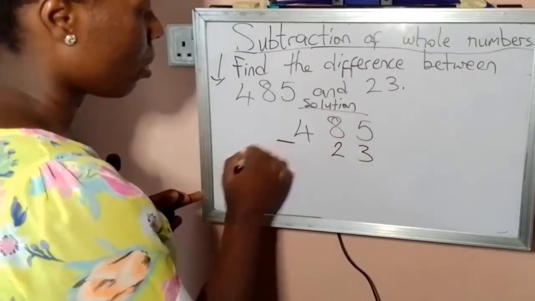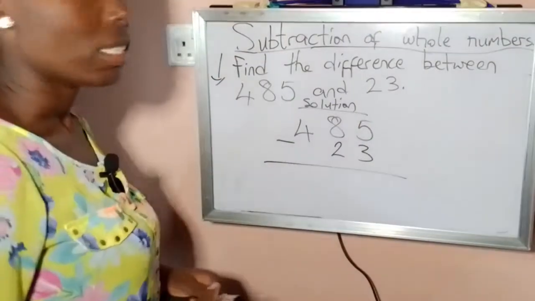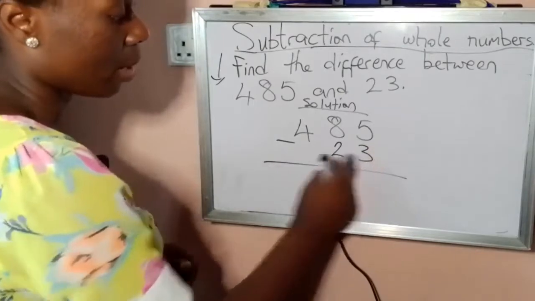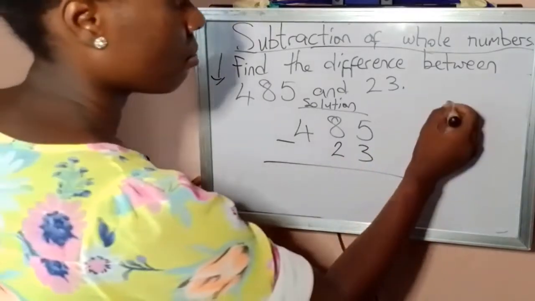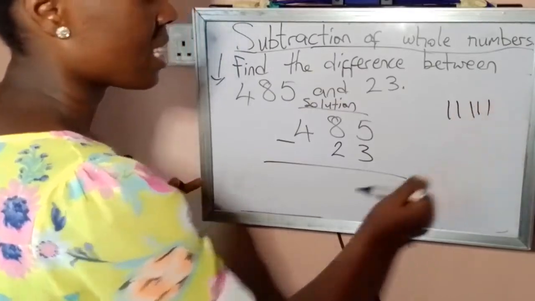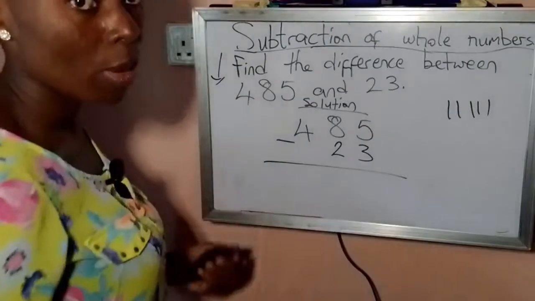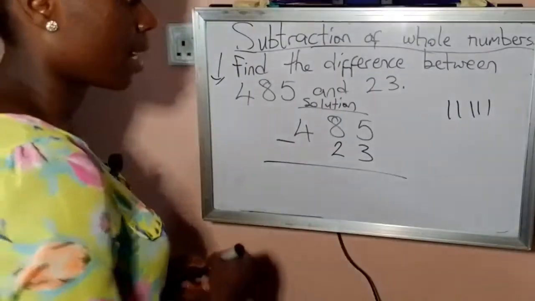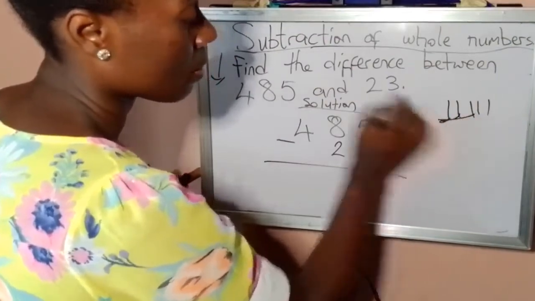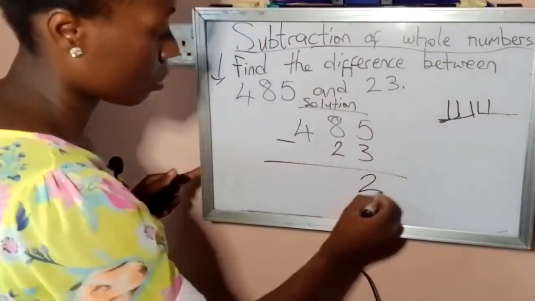Our operation is minus. Please always write out the operation you are working with. So we're looking at 5 minus 3. What do we do? Let's count out 1, 2, 3, 4, 5. Let's take away, or minus. You can say take away, subtract. So 5, take away 3: 1, 2, 3. What is left? 1, 2. So our answer here is 2.